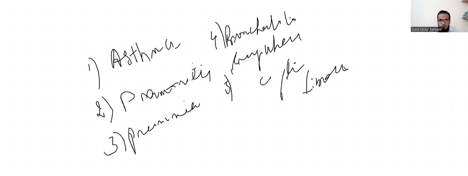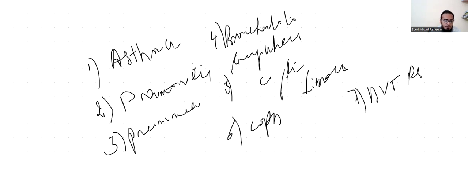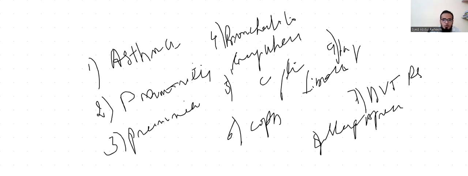And the sixth one is very important. This is also COPD. And thrombosis, DVT in the respiratory system, the seventh one. And the eighth one is sleep apnea. Okay. And the ninth one is lung transplantation. How do they do lung transplantation? What are the procedures? We'll discuss some important things. Okay. So these are the 8 to 9 diseases we'll talk about in detail.